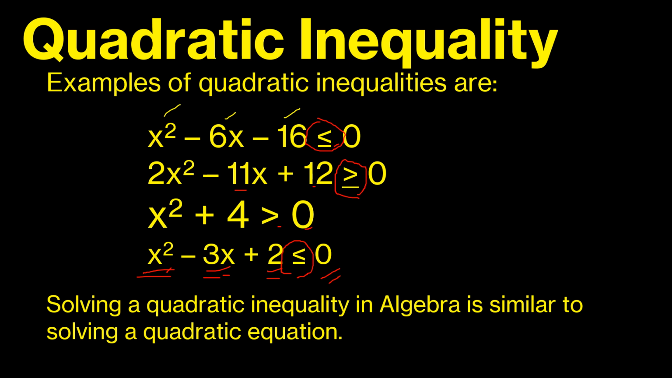So note that solving a quadratic inequality in algebra is similar to solving a quadratic equation. So we use the four methods in solving quadratic equation. We may use any method, but it's just a matter of using the most convenient way. So we can use factoring, we can use quadratic formula, we can use completing the square or extracting the square root to determine the boundaries.